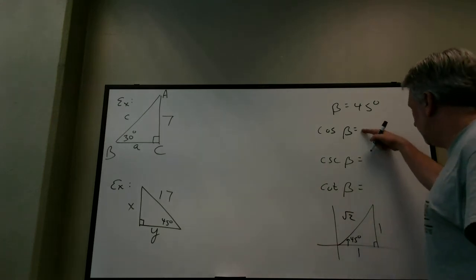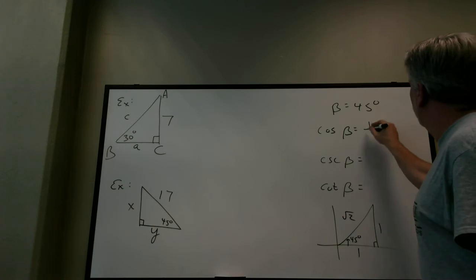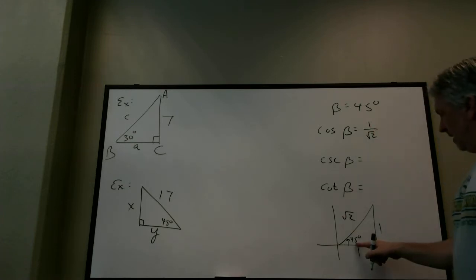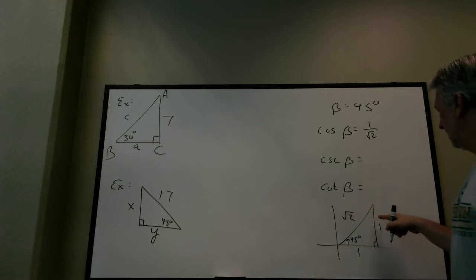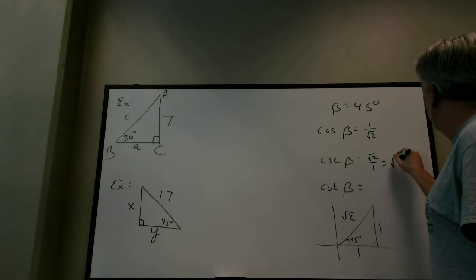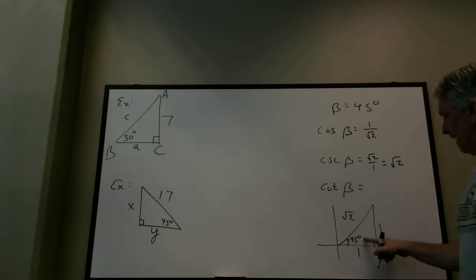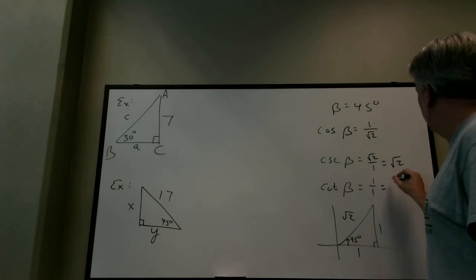So what's the cosine? Cosine is x over r, or adjacent over hypotenuse. That's 1 over square root of 2. Cosecant is hypotenuse over opposite, or r over y. So that's square root of 2 over 1, or square root of 2. And cotangent's x over y, or adjacent over opposite. So that's 1 over 1, which is 1.